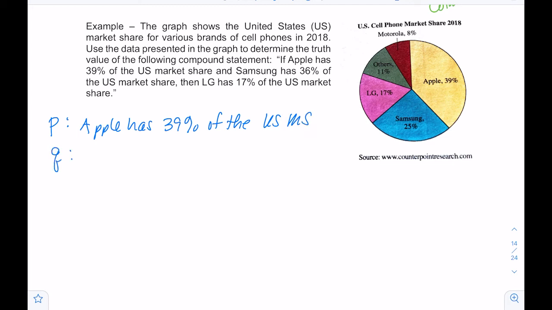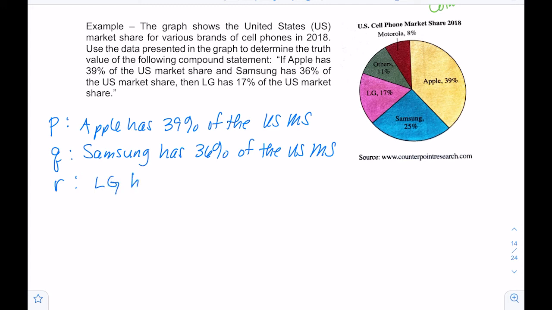The second part will be Q: Samsung has 36% of the US market share. And R will be the third part, which is LG has 17% of the US market share. Now let's write this in symbols.